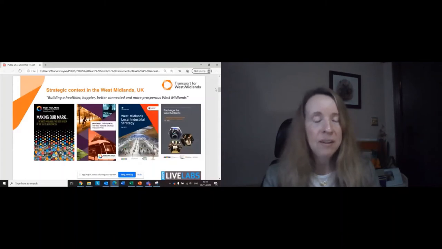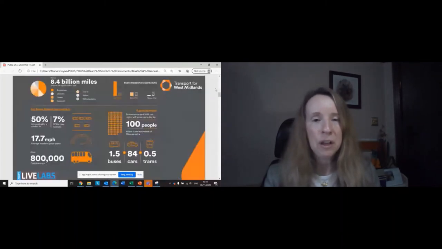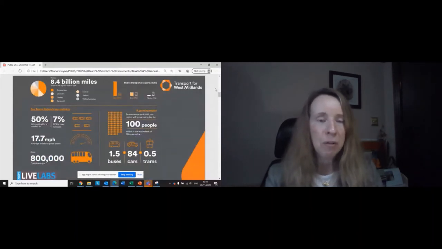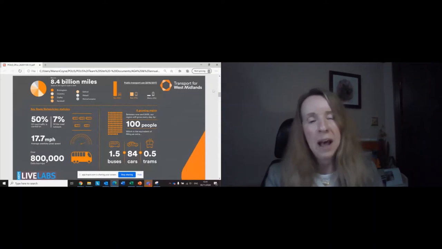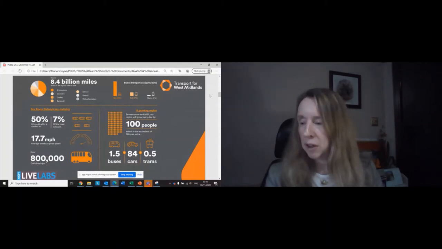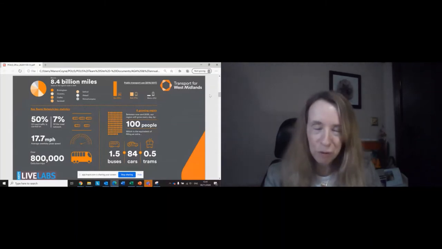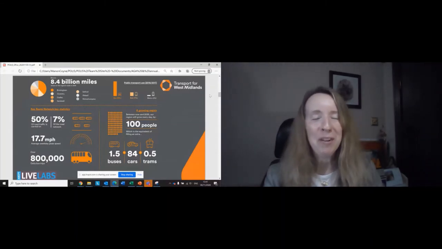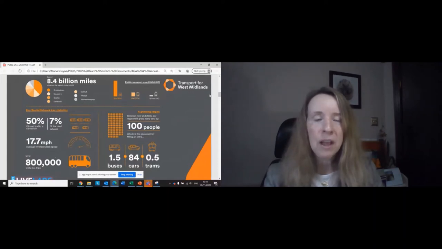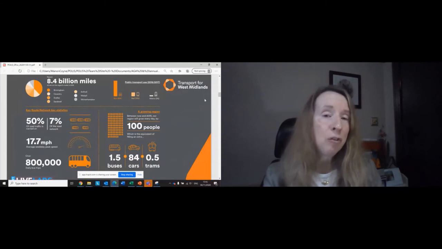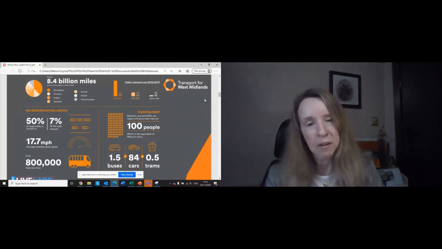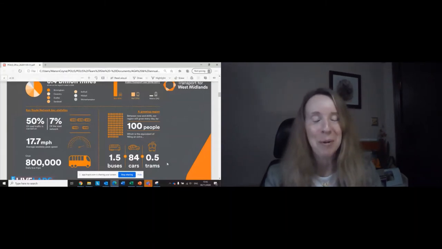So on my next slide, I have an infographic to show to you. It may be quite difficult to read this. So just to give you some context, we have around 3 million people in the West Midlands. And of that, around half of them live in Birmingham. There will be around 444,000 new people coming to the region by 2035. And if you look at that on a daily basis, it's 100 extra people coming to the region every day until then. So that would fill half a tram, 84 cars or 1.5 buses, for example.